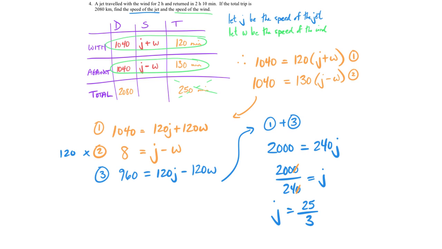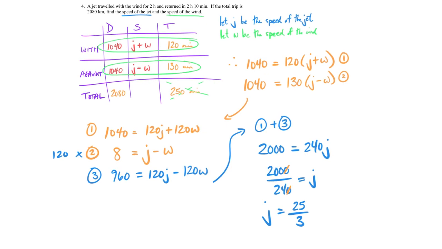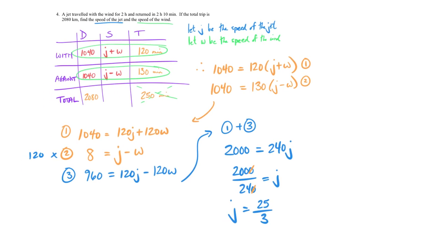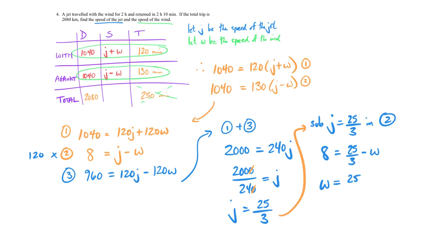Okay, the problem isn't finished yet, though, because we still have to come up with the speed of the wind, and that's going to require us to fully solve the system. So I'm going to take that J value and sub J equals 25 thirds back into probably equation 2. That one is pretty simplified. And so if I get 8 equals 25 thirds minus W, then my W is going to equal 25 thirds minus 8, so that would be 24 thirds. That gives me 1/3 as an answer.